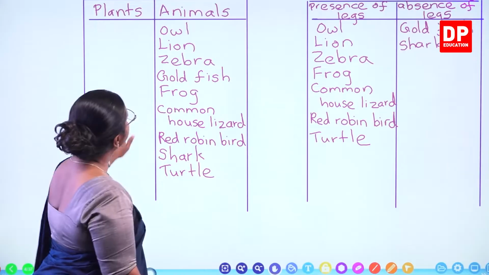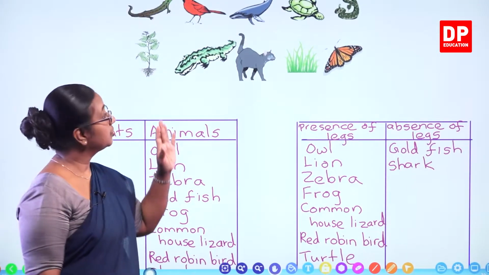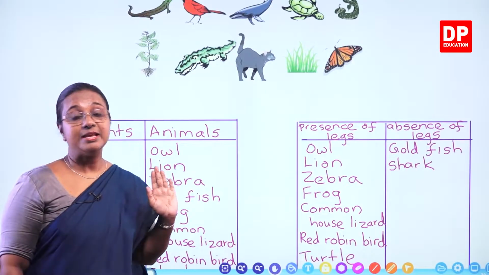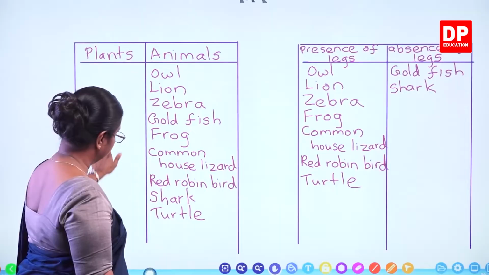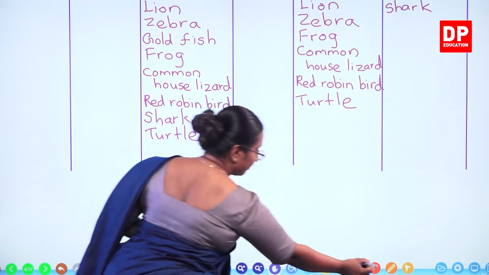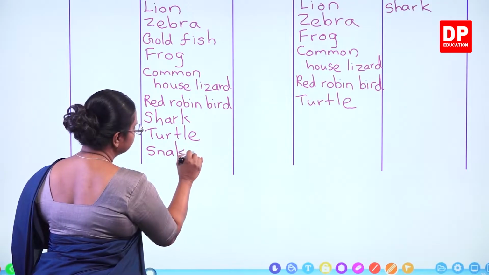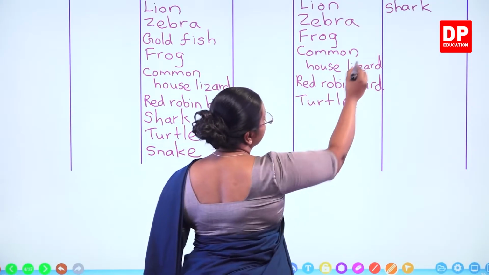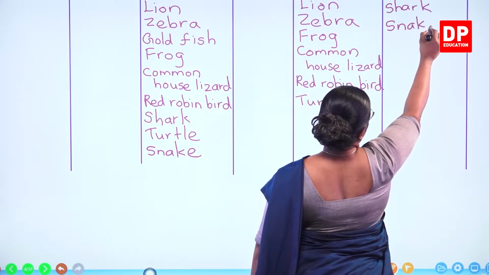Right. So then, if we look at the next one, snake. So snake, of course, you all know it's an animal and it does not have legs. So absence of legs. So we have snake here under animals, and here we have it under absence of legs. Snake.